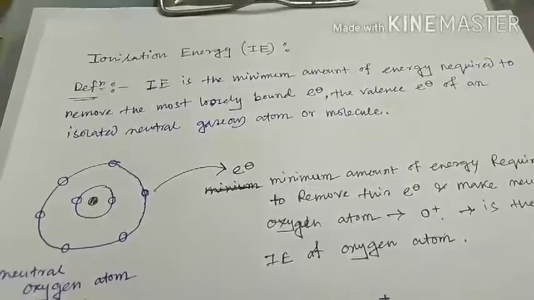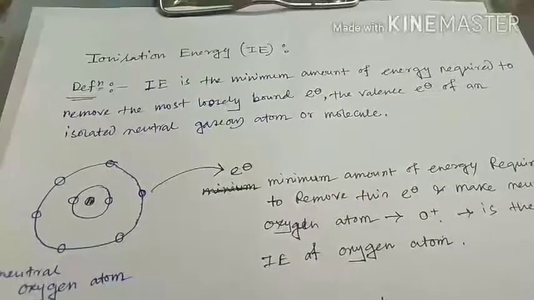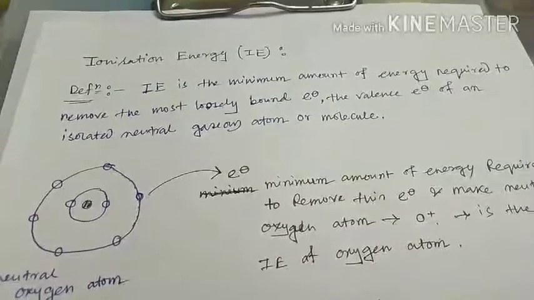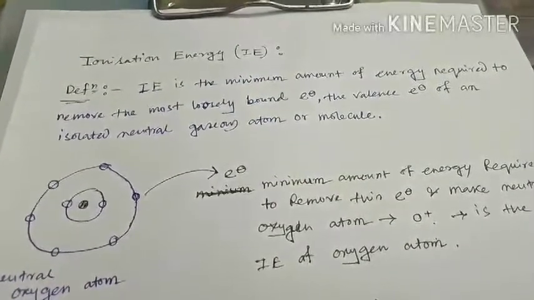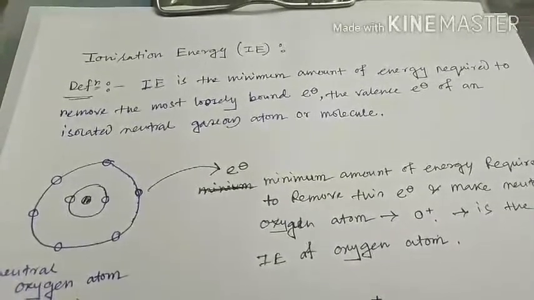So what is ionization energy? Ionization energy, or IE, is the minimum amount of energy required to remove the most loosely bound electron, that is, the valence electron of an isolated neutral gaseous atom or molecule.